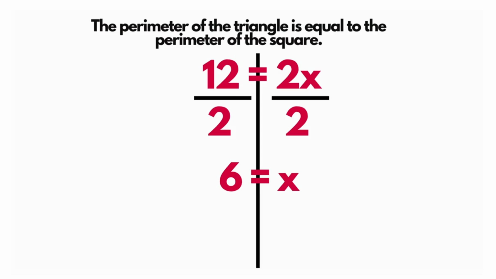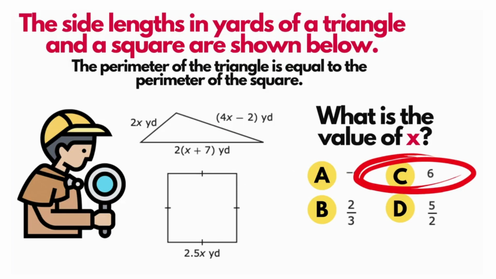Now there's a lot going on in that problem, but if you know how to do your algebra two-step equations and you can really combine like terms, it's really an algebra and a geometry question pushed together. So we have x equals 6. What is the value of x? In this case it's C, 6.